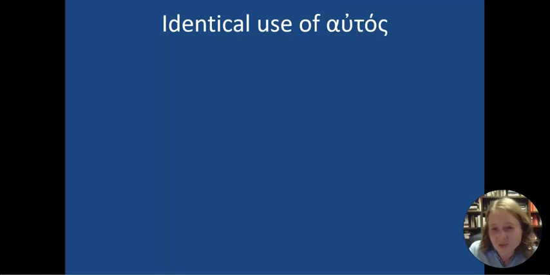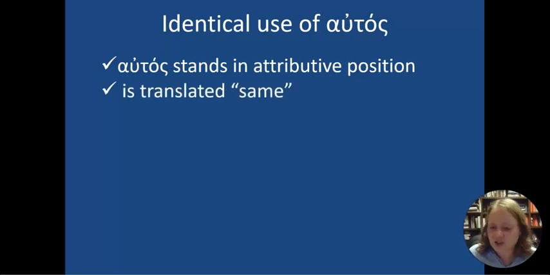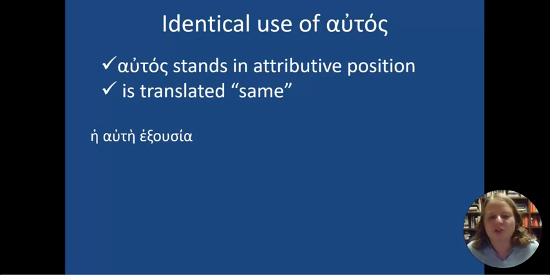The identical use is maybe a little more important. Although αὐτός usually means he, she, or it, and it can have this intensive form when it's in the predicate, with no definite article in front of it, so himself, herself, the identical use is when it's in the attributive position, which means there's a definite article right in front of the αὐτός, and in this case it's translated differently. These are the ones I would pay a little more attention to.